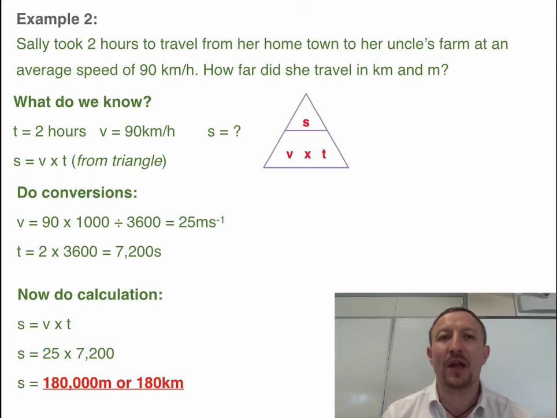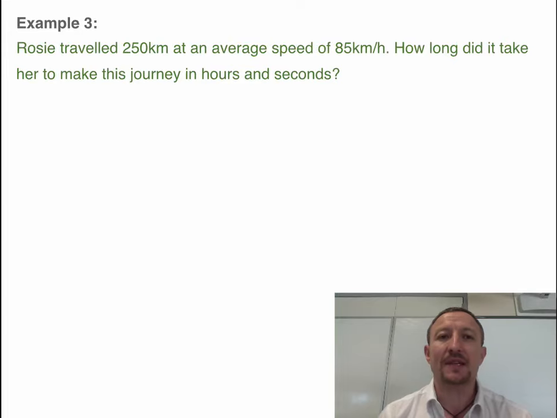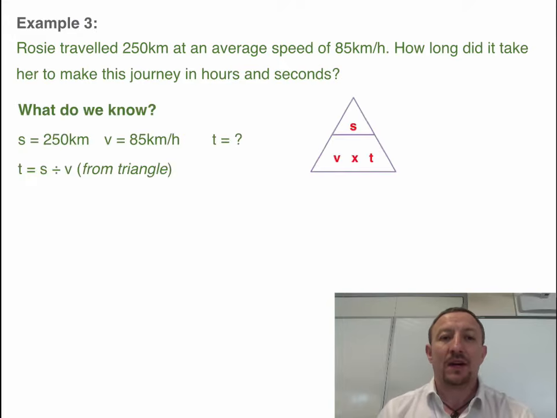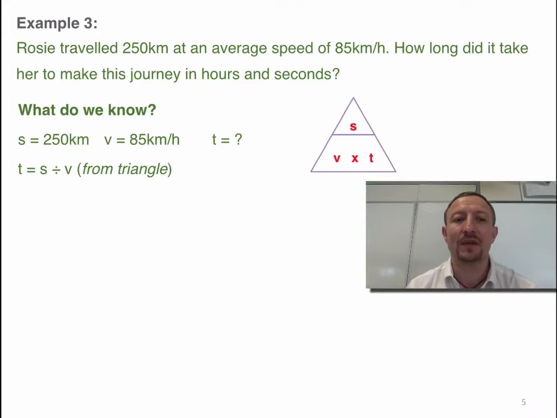Okay, let's have a go at a third example. In this case, Rosie travelled 250 kilometres at an average speed of 85 kilometres per hour, and we've been asked to work out how long it took her in hours and seconds. Okay, so let's write down what we know. So she travelled 250 kilometres. She's travelling at a speed of 85 kilometres per hour, and we've got to find T. So cover up the T, and what are we left with? It's S over V, or distance over velocity.